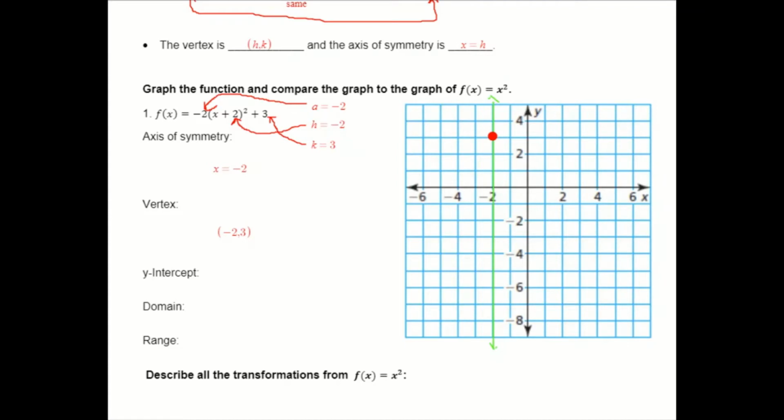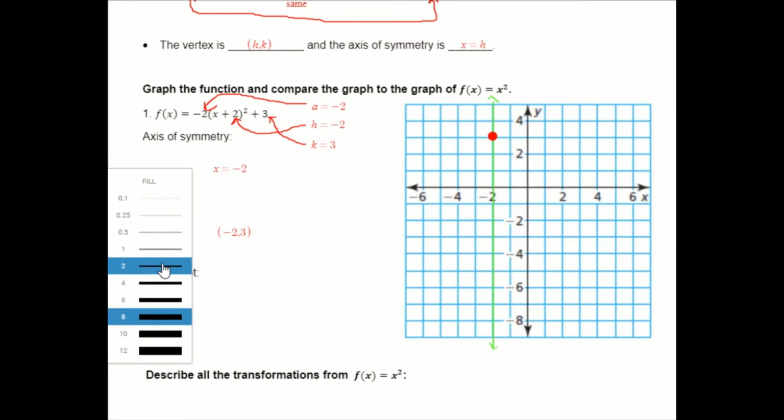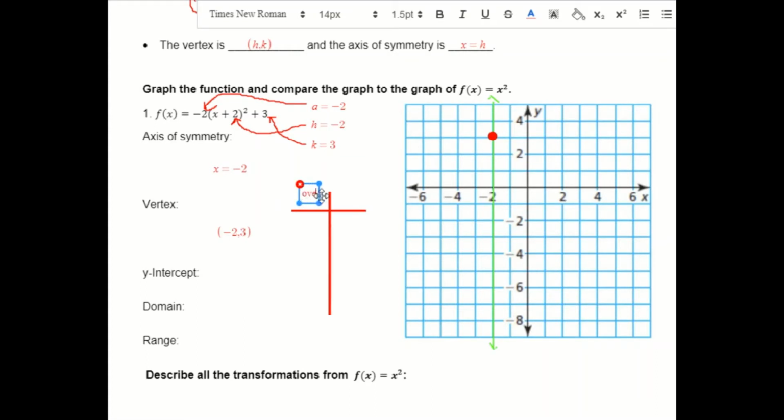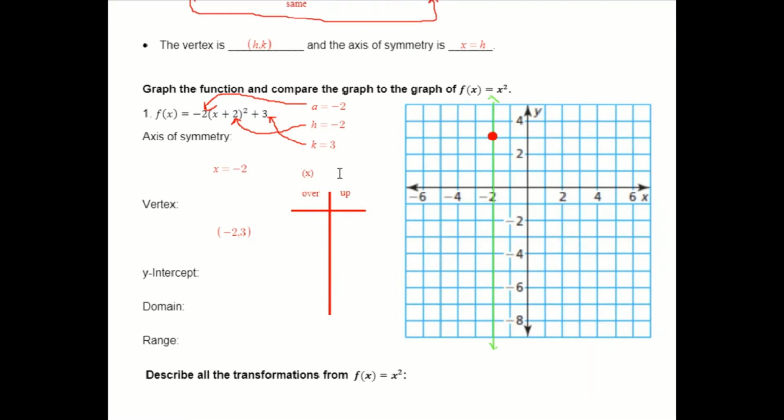I'm going to create a little table here, my little over-up chart. I'm going to make a little over-up chart. So if I go over, up, remember, I'm going to take the over, and I'm going to square it, and then I'm going to multiply it by a. So if this is x, then this is a times x squared.